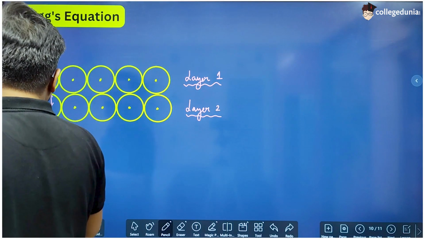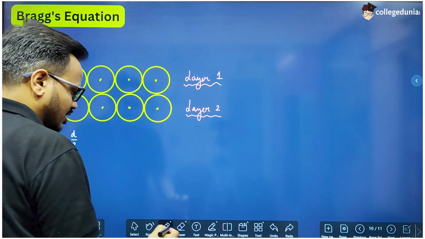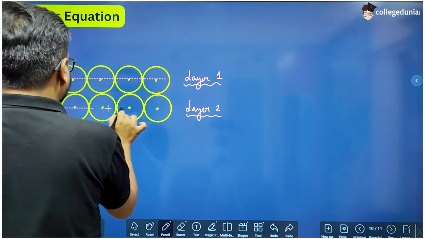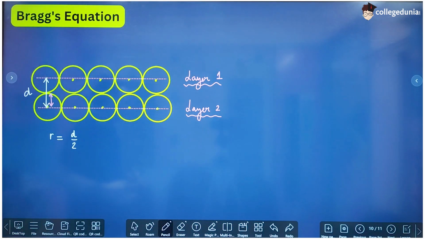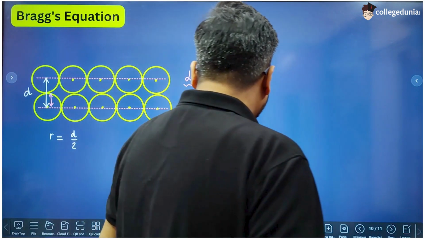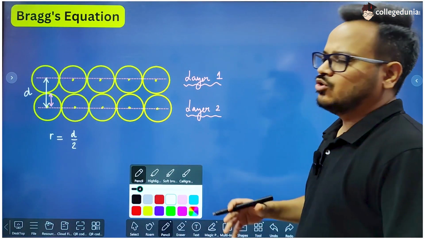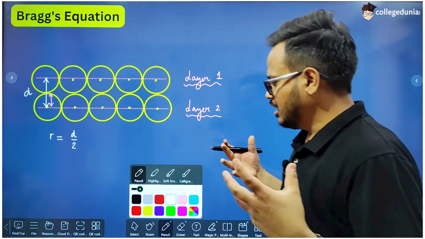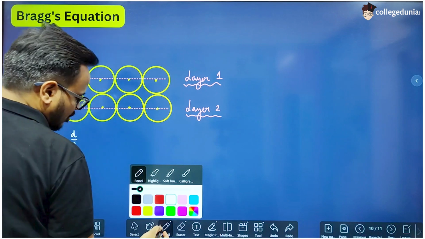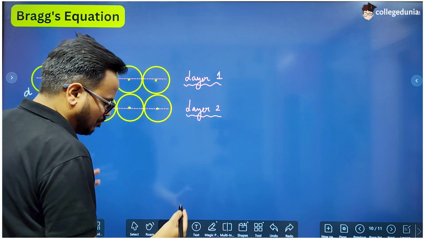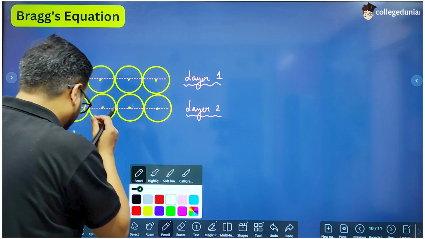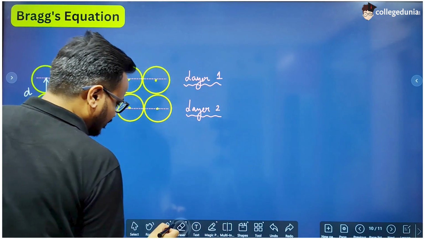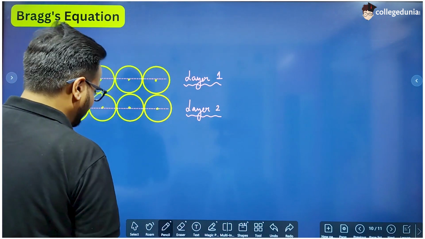So how can we find the distance between these two layers? So let us make the first layer. This is the first layer and this is the second layer. So we have to find the distance between these two layers. For that we use X-rays. We know that X-rays, like all other electromagnetic waves, have the same properties as all other electromagnetic waves, and there is a formula for the energy of an electromagnetic wave.